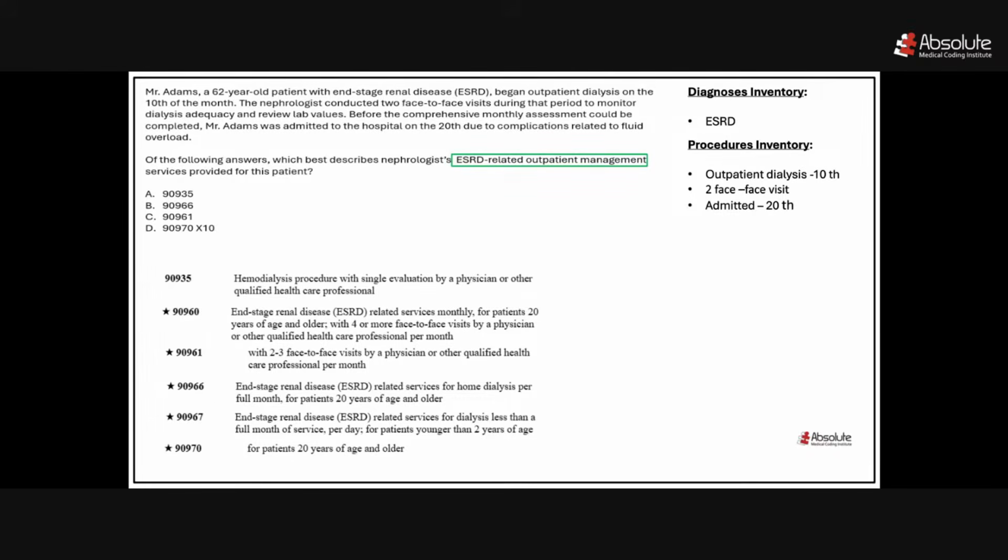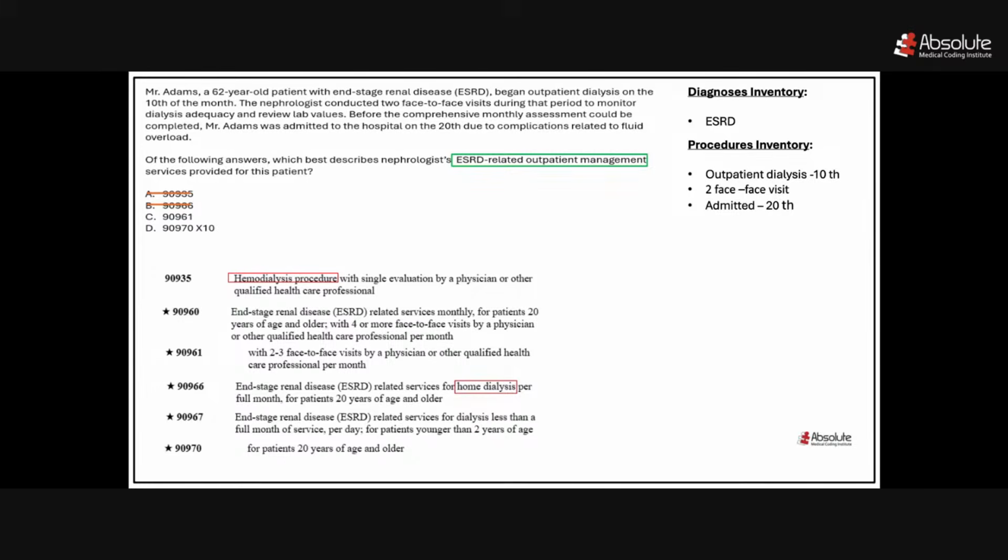Okay, so what are we coding for? We are coding for ESRD related outpatient management codes. And as in the previous scenario, you cannot code 90935 here because, as I said, this is for hemodialysis procedures and they cannot be coded for outpatient ESRD services. So option A is wrong. Option B is also incorrect as that is coding for a home dialysis service. Option B is also wrong.